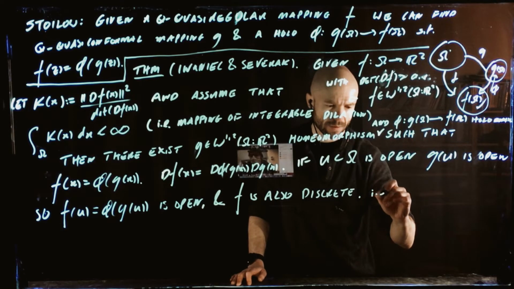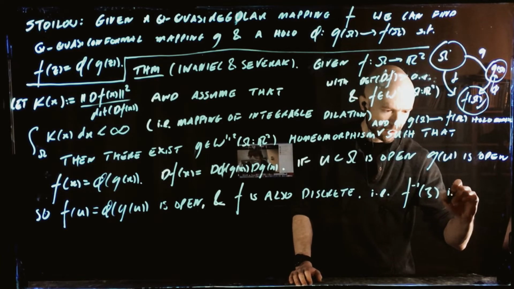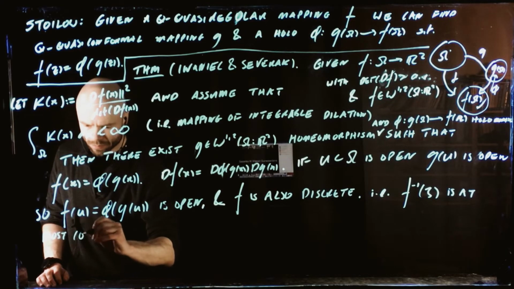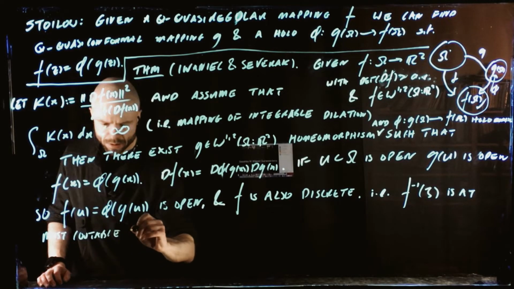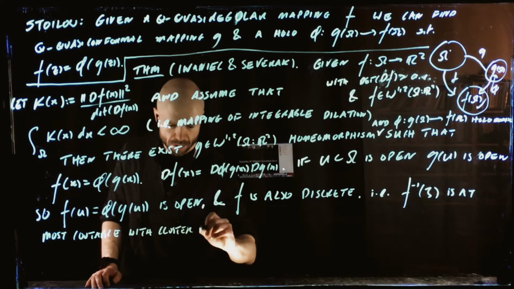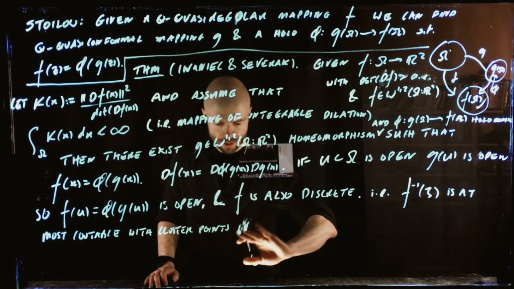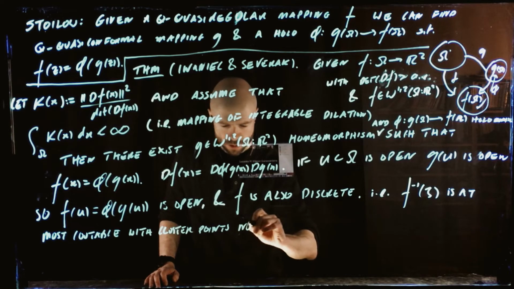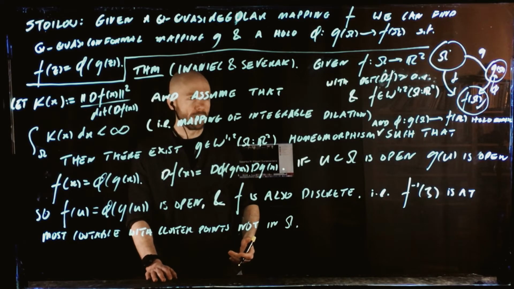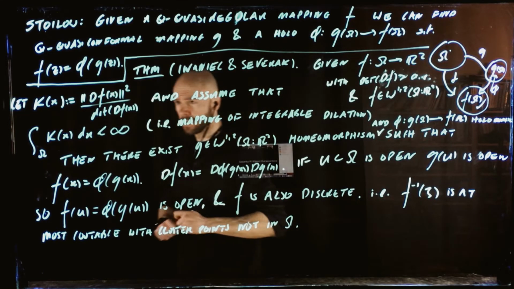I.e., f to the minus 1 of zeta is at most countable, with cluster points at the end, because the point's not in omega. Okay, so all the good properties are still here from this, but we have a much weaker hypothesis. Okay? This is massively weaker.